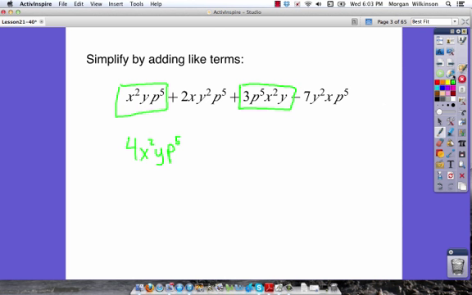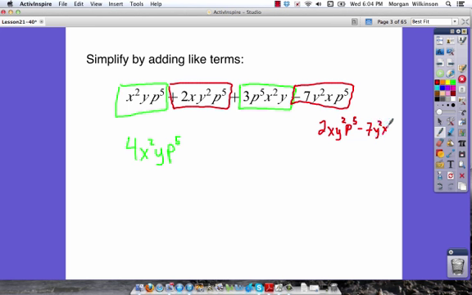Okay? If you have a question, review this concept. Watch that part of the video one more time or write it down and ask it in class. Then, the next one we have x, y squared, p to the fifth, and we have 2 of them. We've got 2 x y squared p to the fifths. Says so right there, 2. Then we have x, y squared, p to the fifth, and we have -7 of them. Says so right there. So we now need to add. We're going to have 2 x y squared p to the fifth minus 7 y squared x p to the fifth.